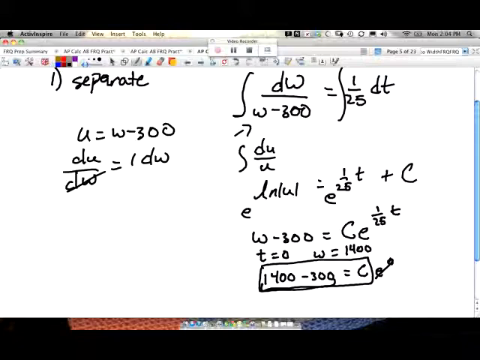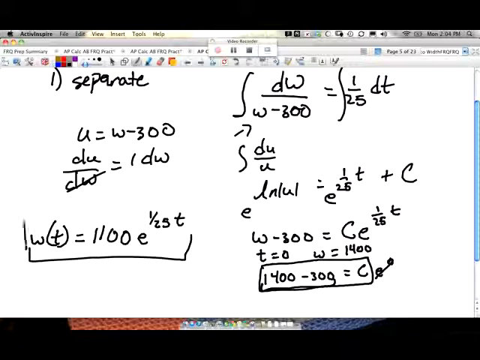So what's the function then? That means that w of t equals, the c is going to be 1400 minus 300, that's 1100, times e to the 1/25 t. Check done. Answer finished.